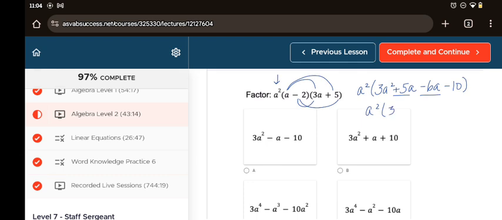I'm going to combine like terms. I bring down the a squared along with it. 3a squared. Okay, 5 minus 6 gives me negative 1, so it's negative a minus 10. Now we get to distribute the a squared. A squared times 3a squared is 3a to the 4th. A squared times negative a, negative a to the 3rd. And a squared times negative 10 is negative 10a squared. Okay, so here 3a to the 4th, negative a to the 3rd, minus 10a squared.